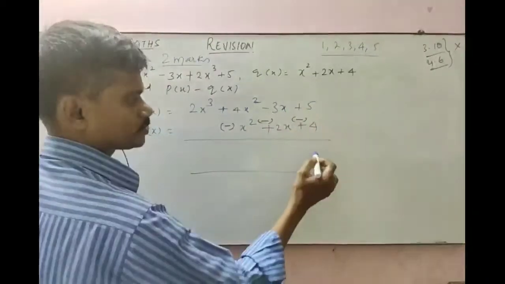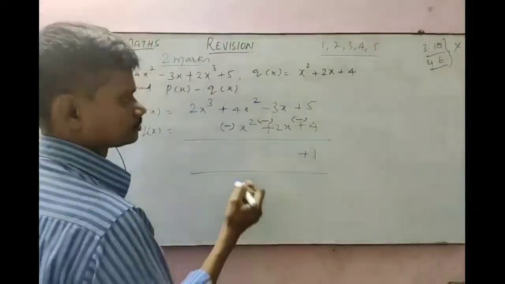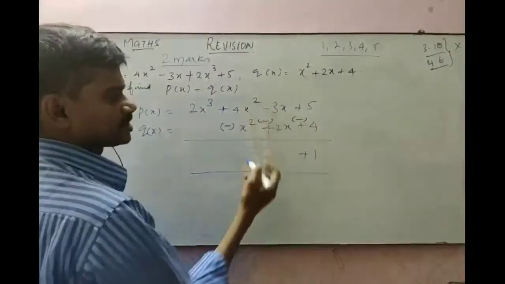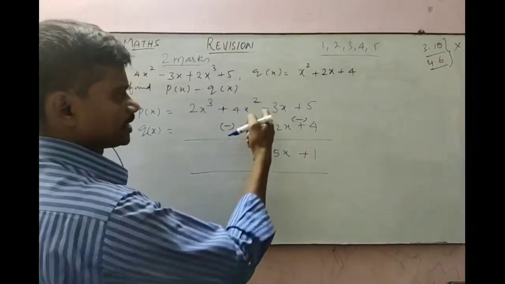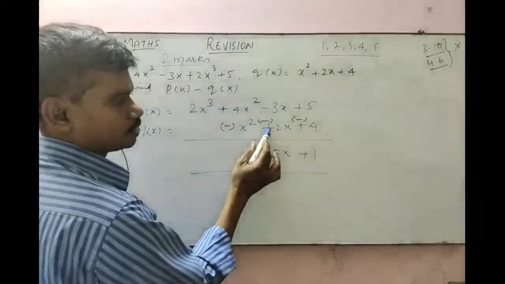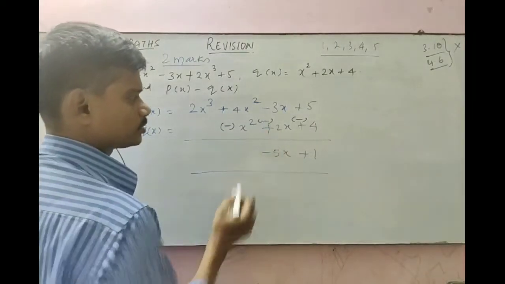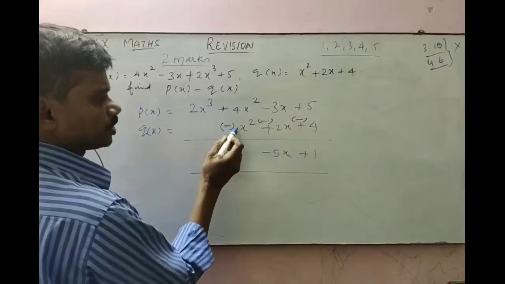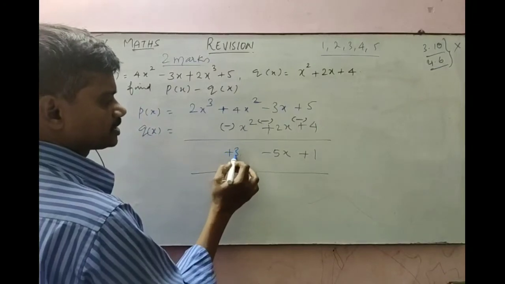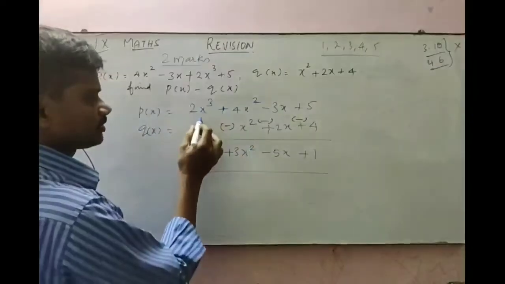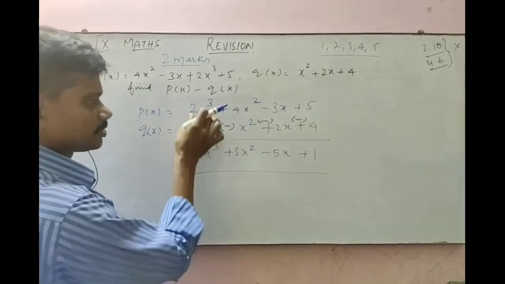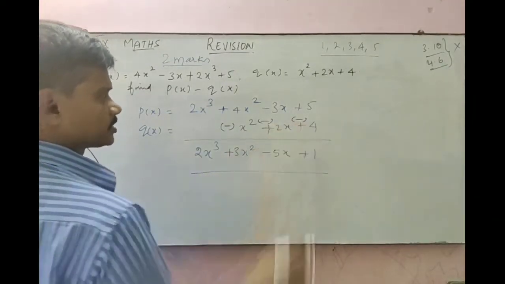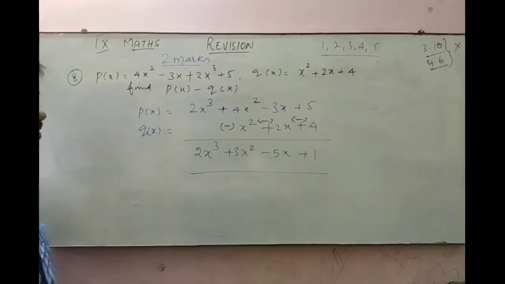5 minus 4 gives 1 plus 1. Here both are having same sign. So you have to add the numbers and put that same sign. Minus 3 minus 2. Don't use this sign. Use the new sign. Here minus 1 plus 4 gives plus 3x square. Here we don't have any term for x cube. Bring down the term as it is. So this is the way of subtracting those two polynomials.